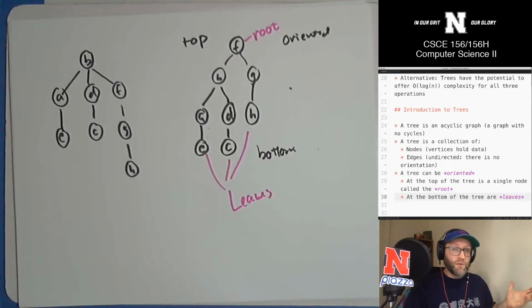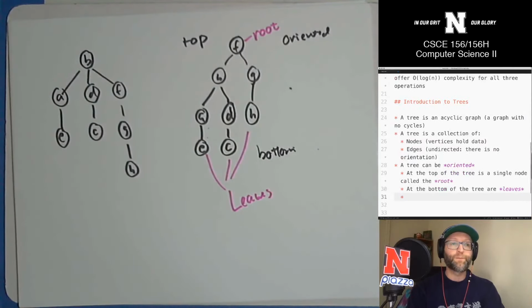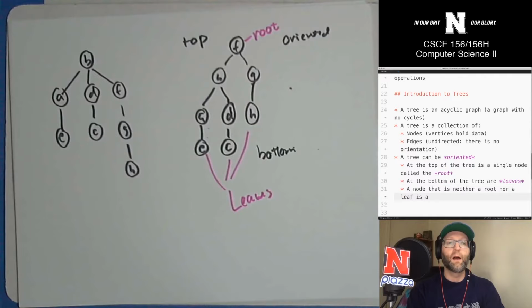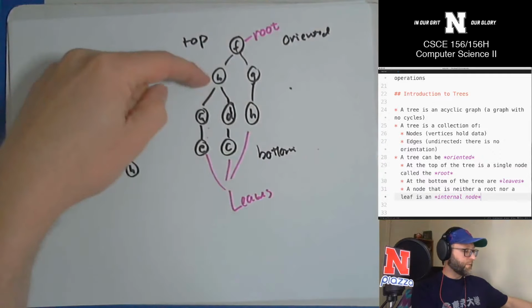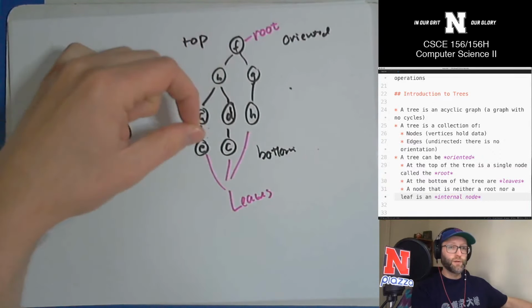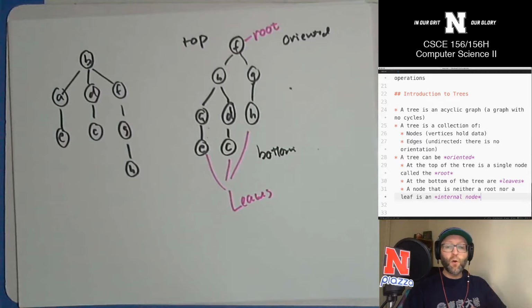We do this all the time with other kinds of trees, like family trees. Family trees also grow down. So it's just something that you have to get used to. Otherwise, a node that is neither a root nor a leaf is an internal node. So, for example, B and G are internal nodes. And we can also orient this further.